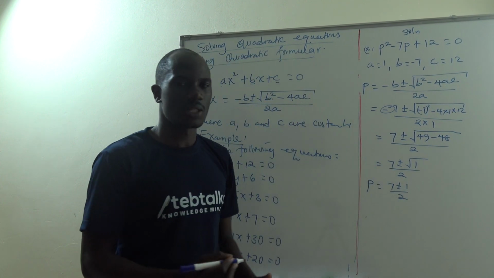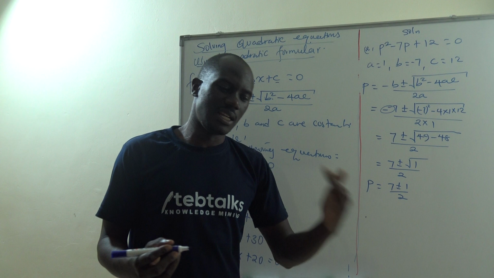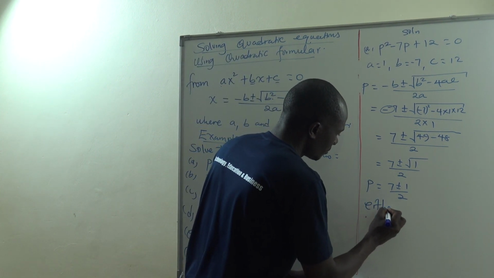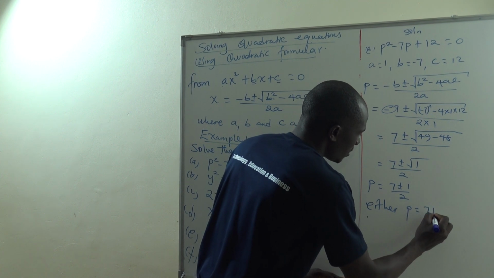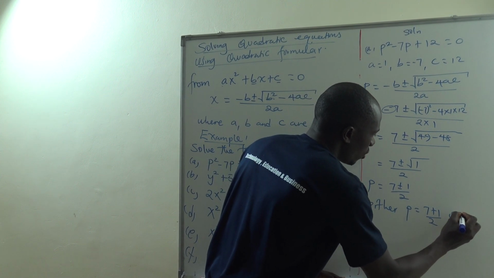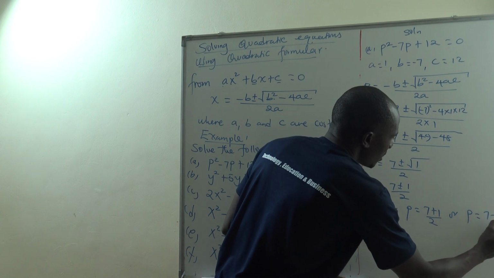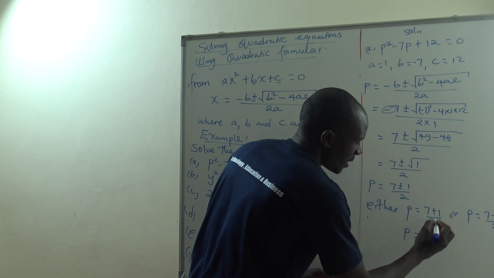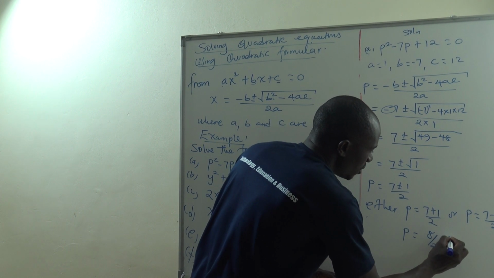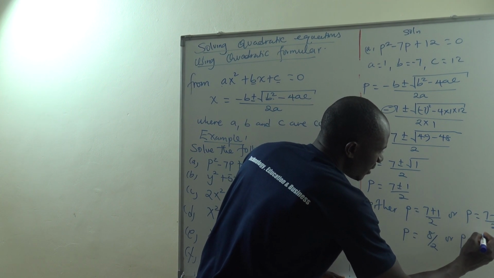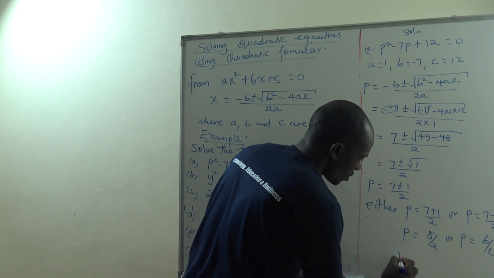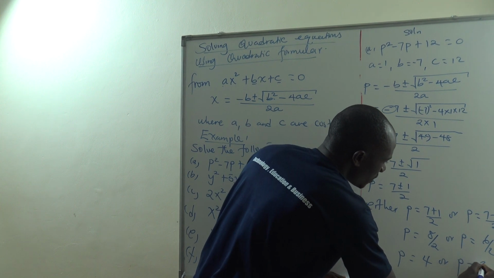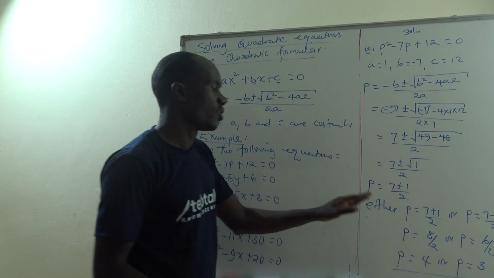When we say plus or minus 1, it means you start by adding and then subtracting. So I'll say either p equals 7 plus 1 over 2, or p equals 7 minus 1 over 2. So p equals 7 plus 1, you get 8 over 2, or p equals 7 minus 1, you get 6 over 2. So p equals 4, or p equals 3. You have already solved this one.